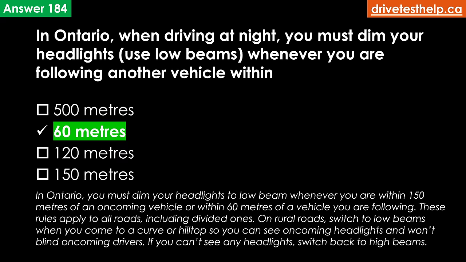In Ontario, you must dim your headlights to low beam whenever you are within 150 meters of an oncoming vehicle or within 60 meters of a vehicle you are following. These rules apply to all roads, including divided ones. On rural roads, switch to low beams when you come to a curve or hilltop so that you can see oncoming headlights and won't blind oncoming drivers. If you can't see any headlights, switch back to high beams.